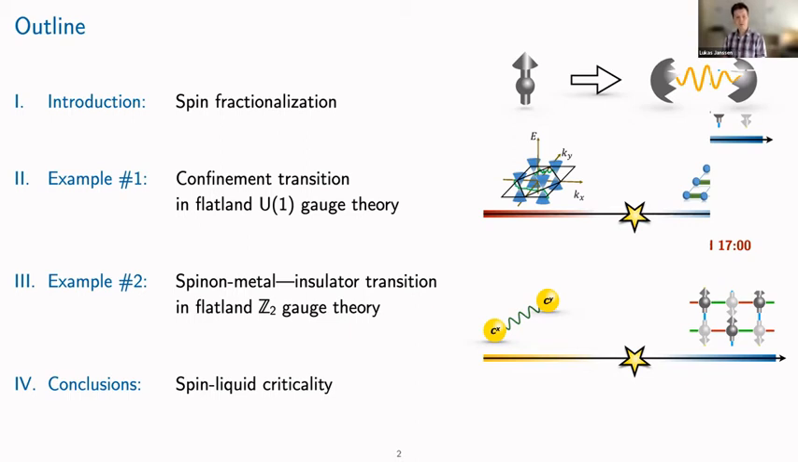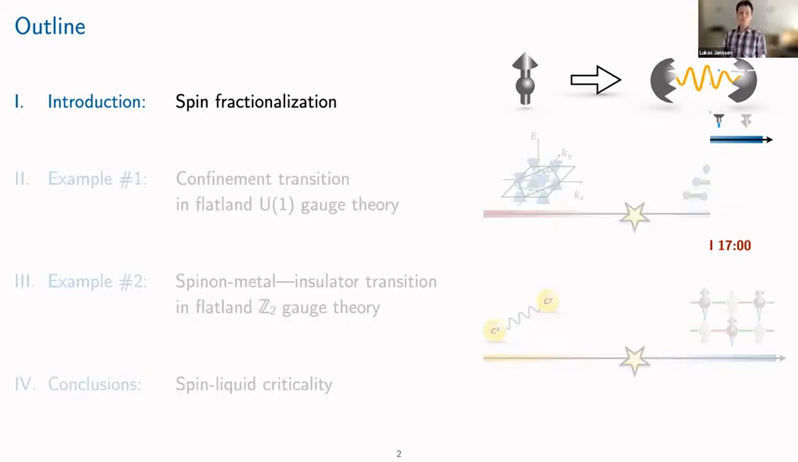The first one will be an effective lattice model describing a compact QED3. And that's actually the same lattice model that was also discussed yesterday in Joseph's talk. And in a second example, I will describe a microscopic spin orbital model that in fact can be mapped to a Z2 gauge theory with fermions. I will then conclude. So what do I mean by fractionalization and what is a spin liquid?